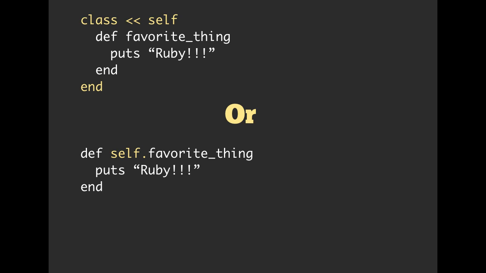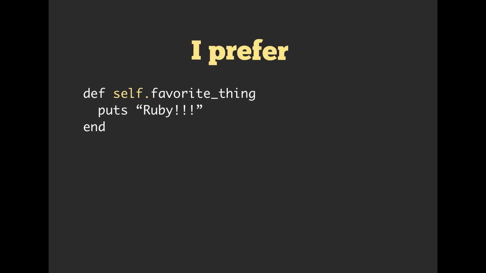And just in general, I prefer self.method_name. It might be a little bit more verbose, a little bit more typing, but it's also a little bit more clear when you're reading it. All right.